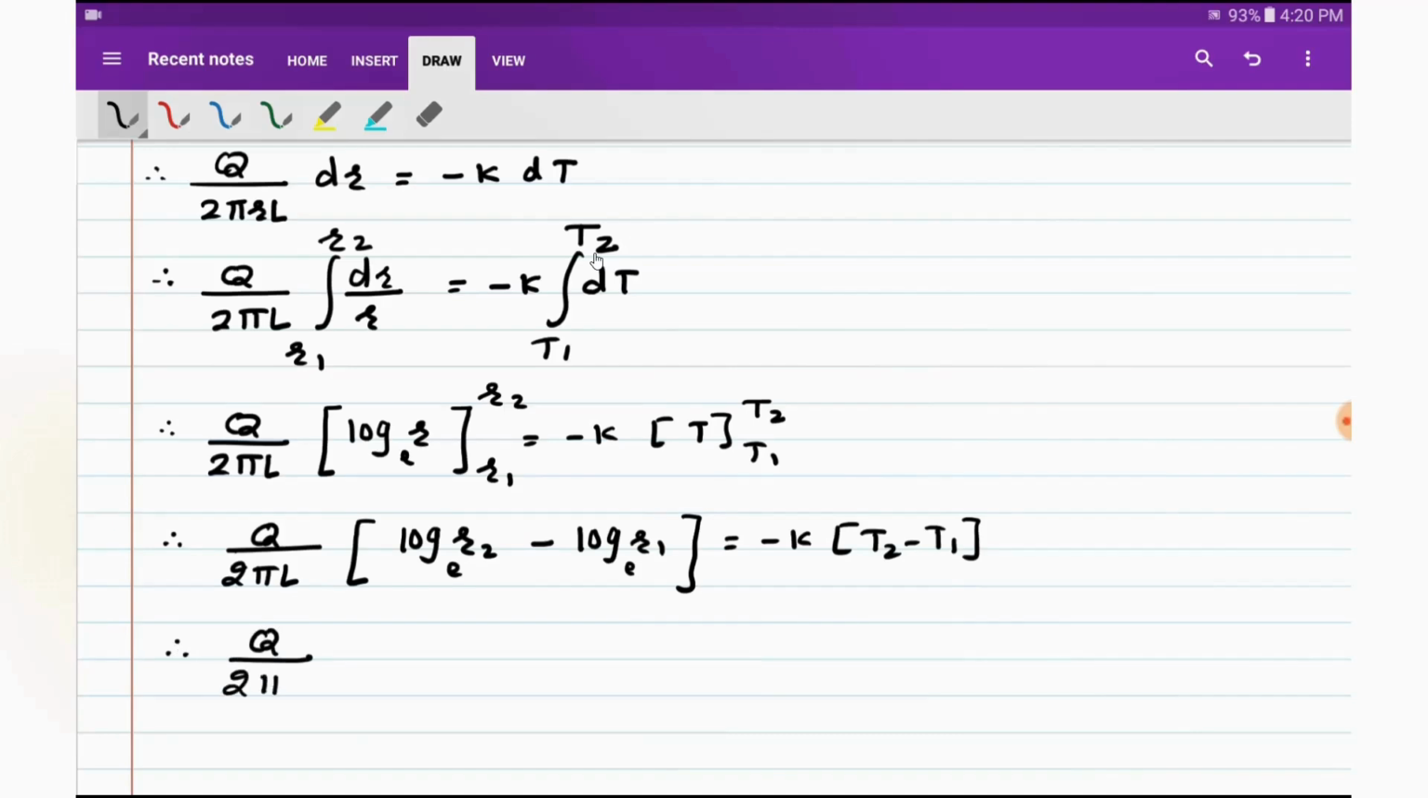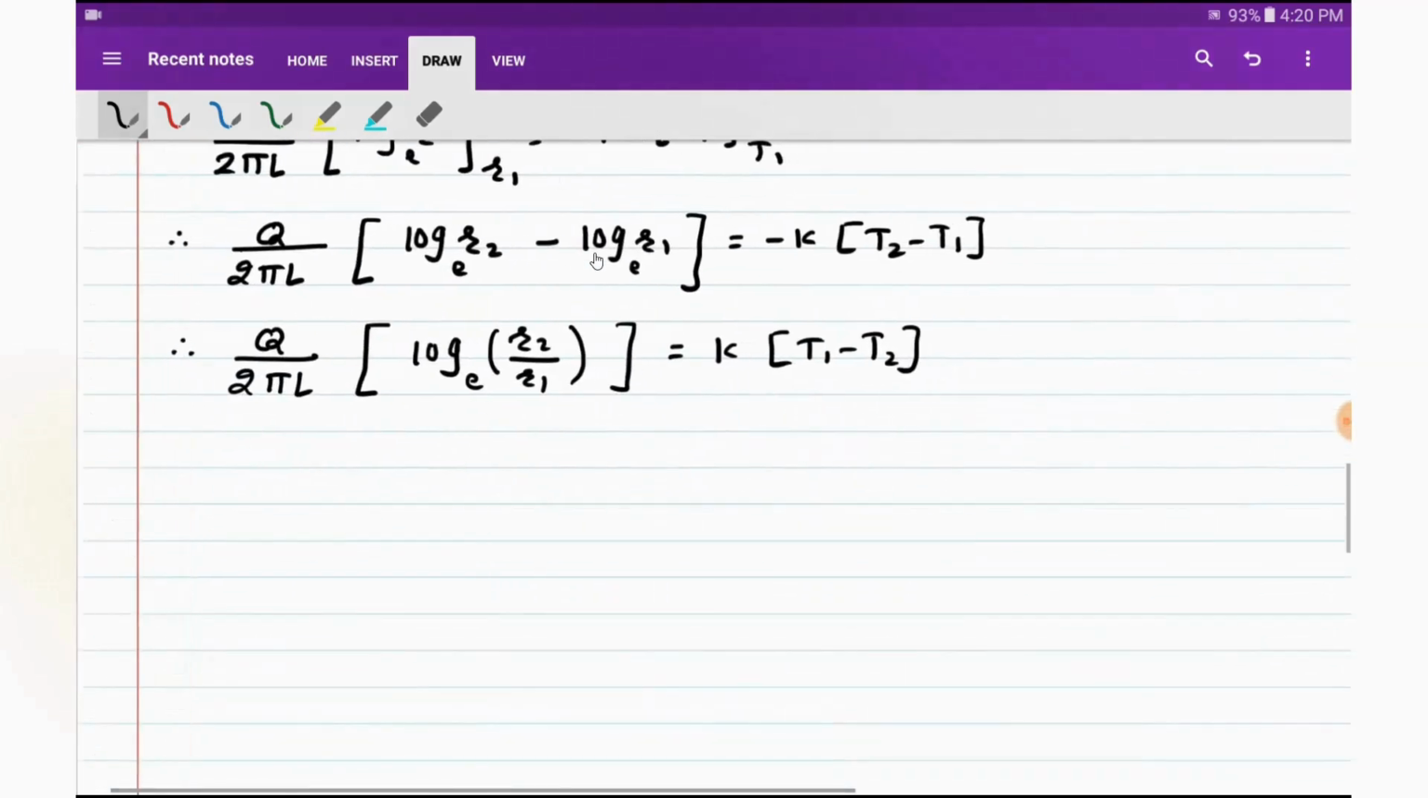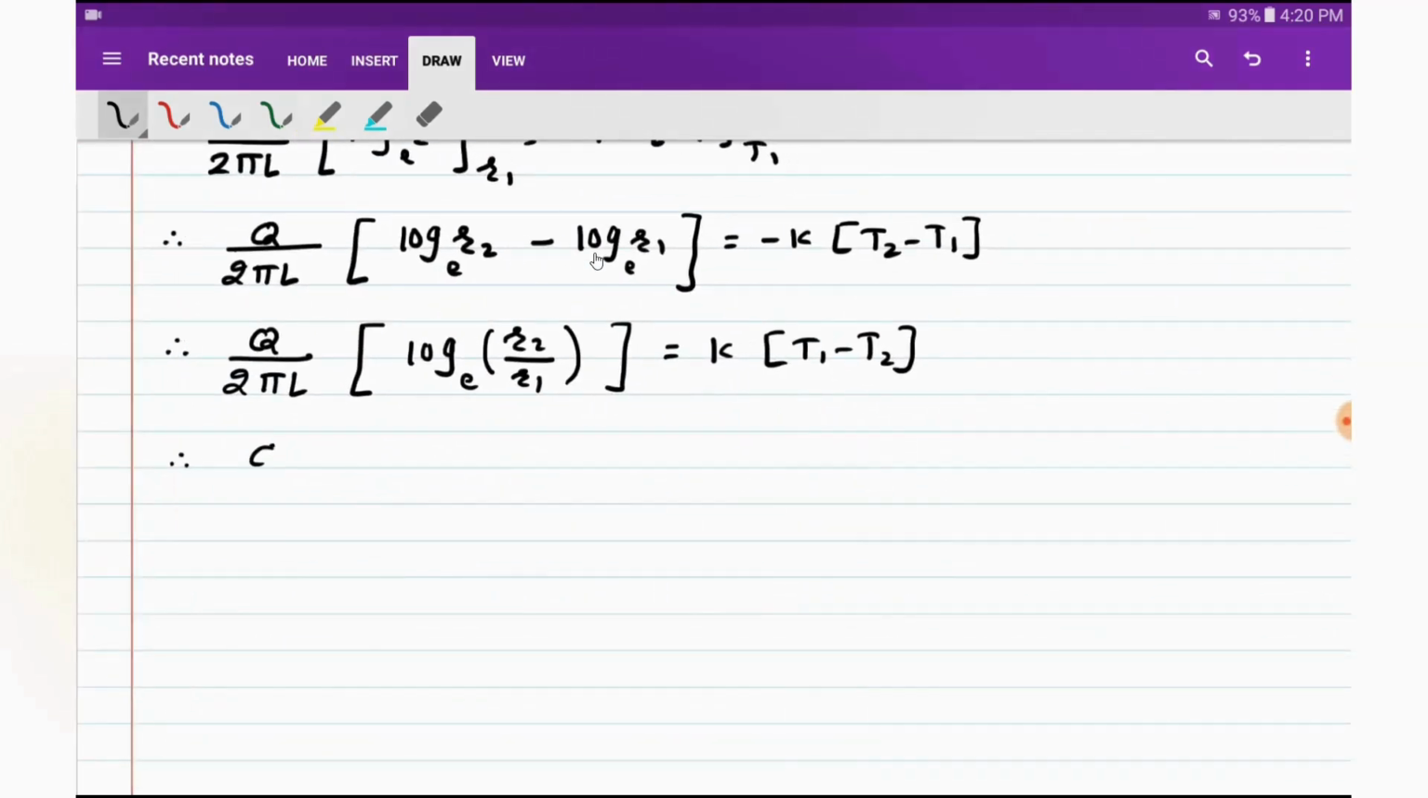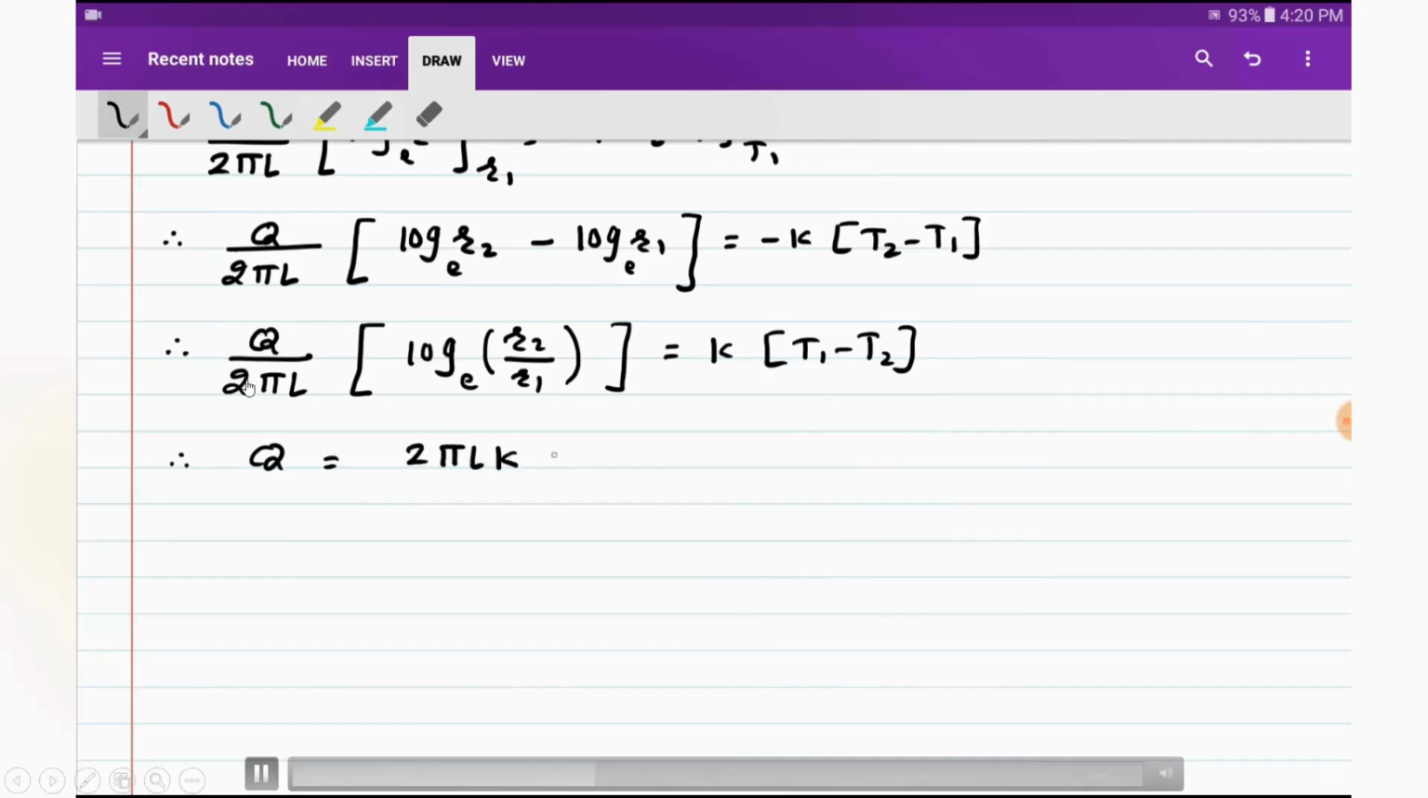Now log M minus log N is log of M upon N. So it is log of r2 divided by r1, or ln of r2 by r1 to the base e, equal to minus k. Take the minus sign inside, so instead of T2 minus T1, it will be T1 minus T2. Now cross multiply by this term, that is 2 pi L, over here. So it is 2 pi L k (T1 minus T2) divided by this term, that is log of r2 by r1.